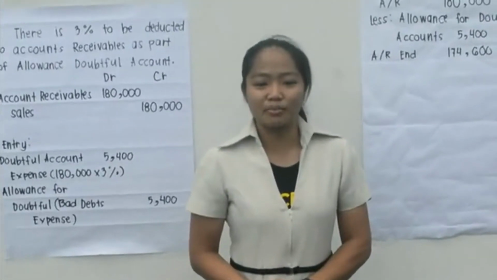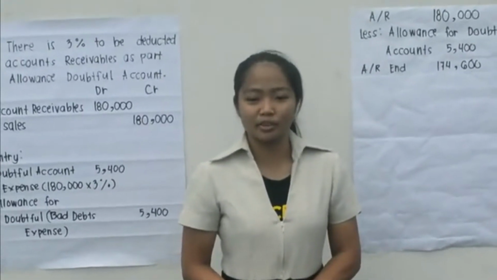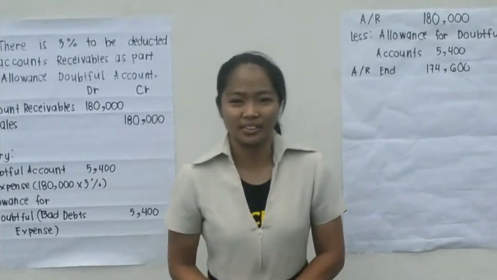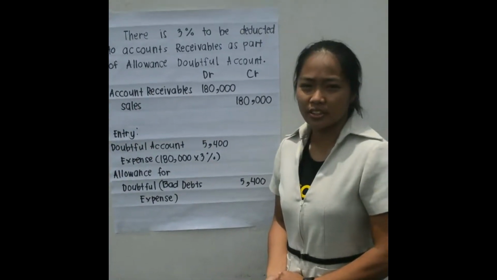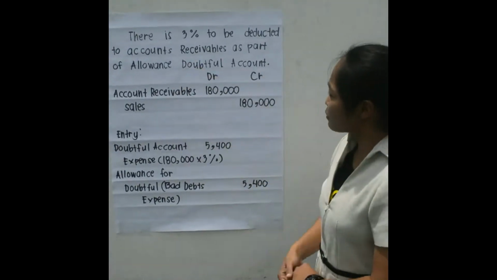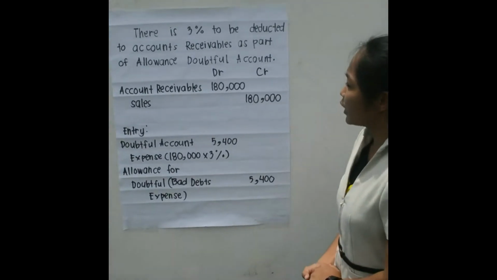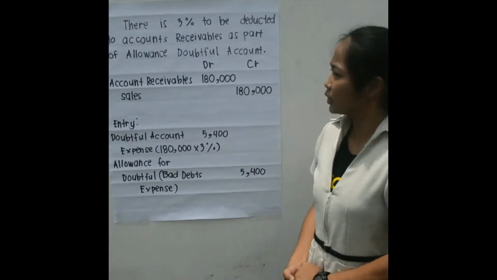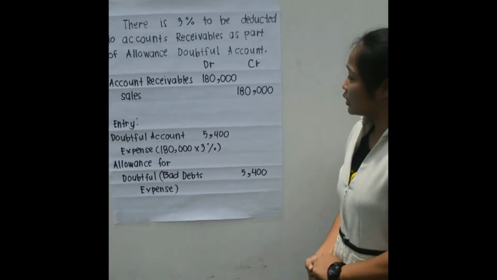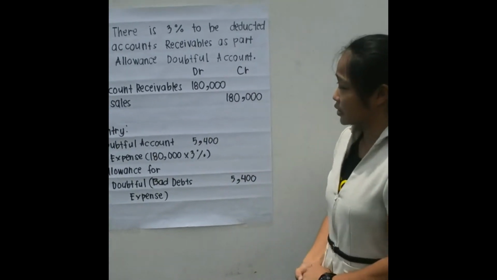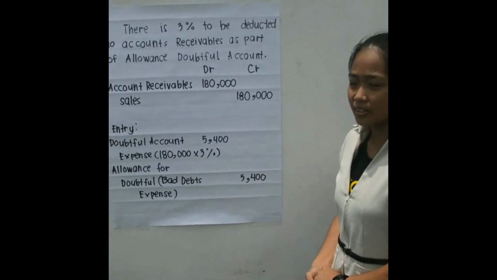There are two general methods for accounting for uncollectible accounts. First, we will use the allowance method. Let's take a look at this illustration. There is 3% to be deducted from accounts receivable. It's a part of the allowance for doubtful accounts. Our debit is 180,000 accounts receivable and our credit sales is 180,000.